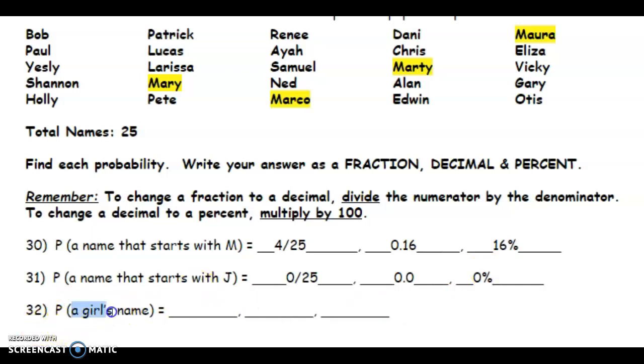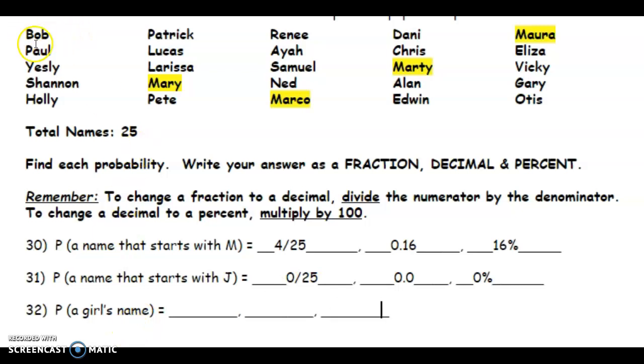A girl's name. Some that I considered correct here were those that used 25 out of 25 and wrote their rationale as there is no boys or girls name, which I do respect and appreciate. I did take that as correct as long as you put them as a fraction, a decimal, and a percent correctly. So if you said 100 over 100 or 25 over 25, and as a decimal you wrote 1.0, and as a percent you wrote 100%, then that is also correct.